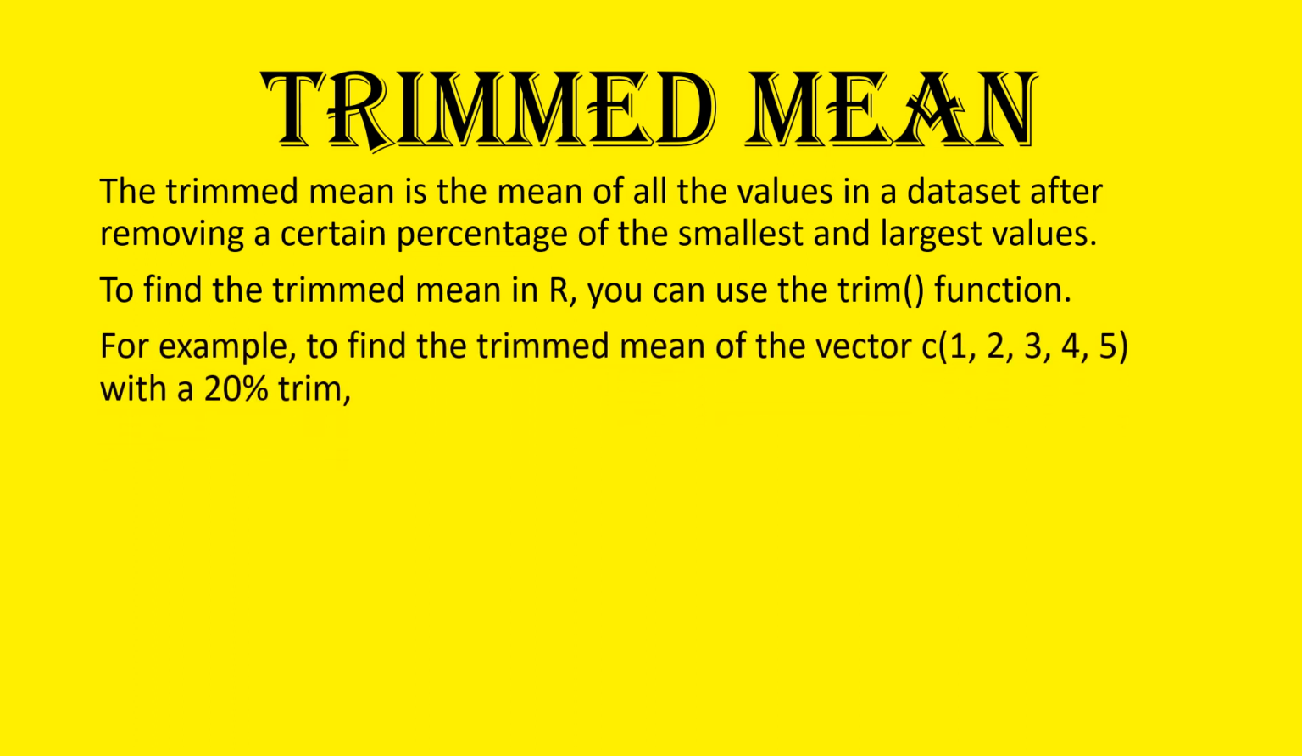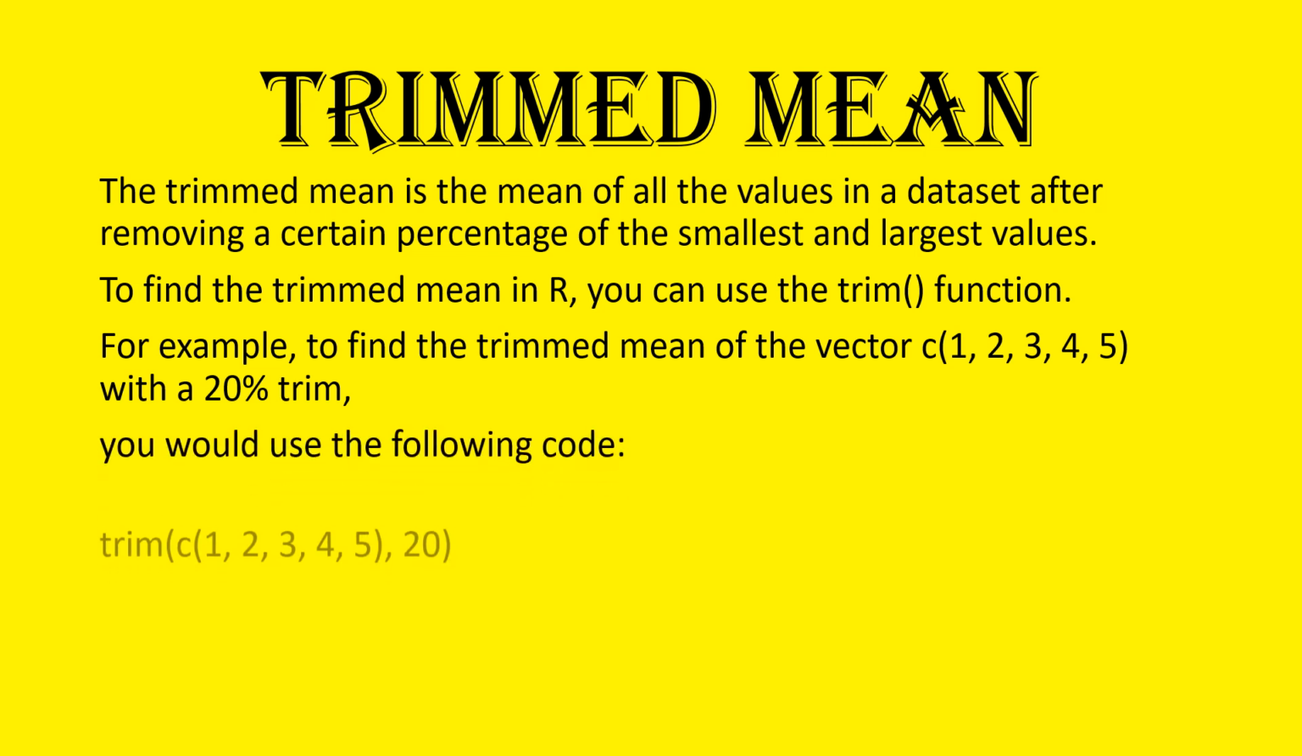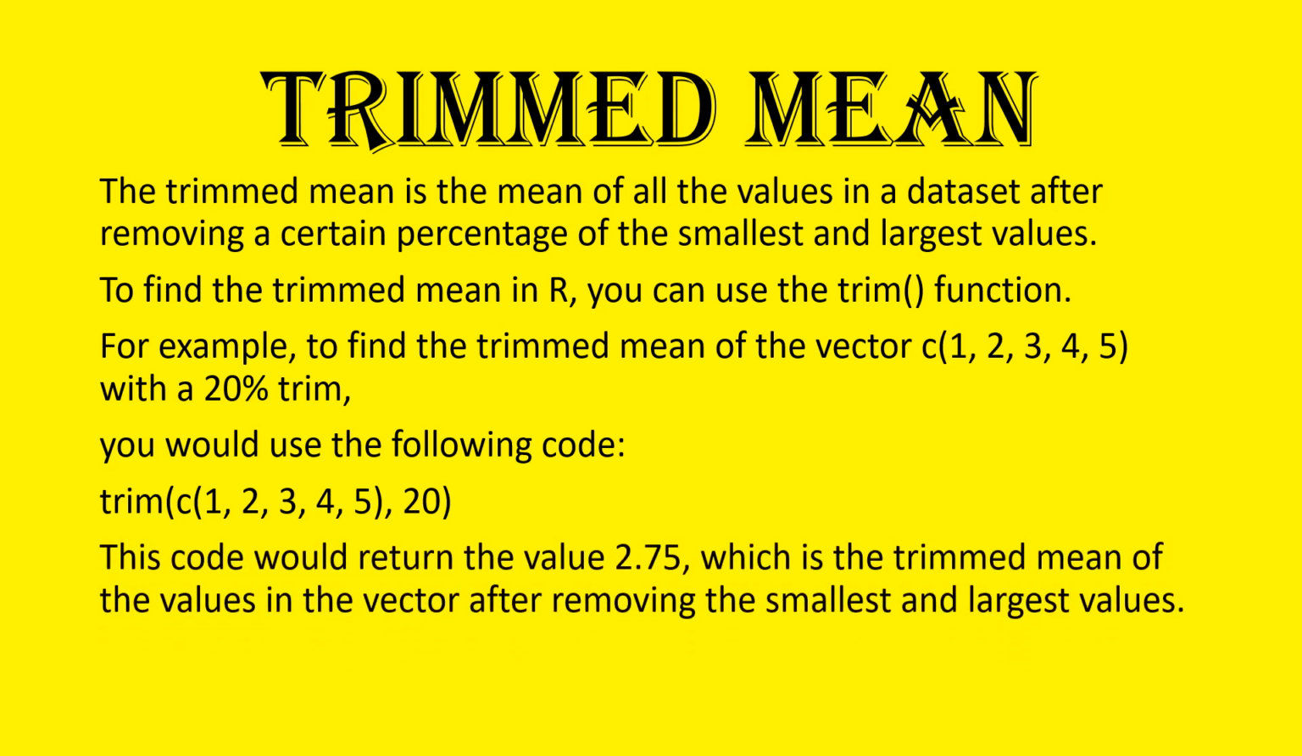Let's suppose we have the same data set and we want to remove 20% of the observations. We will use the following code: trim, and at the end you have to put the percentage which you want to remove. So here we have 20%, so we put 20 and you will get the answer 2.75.